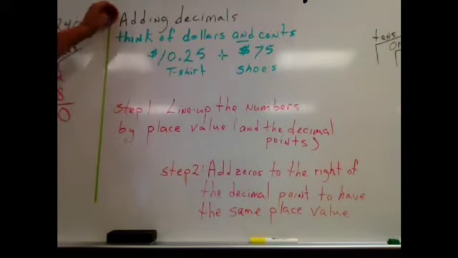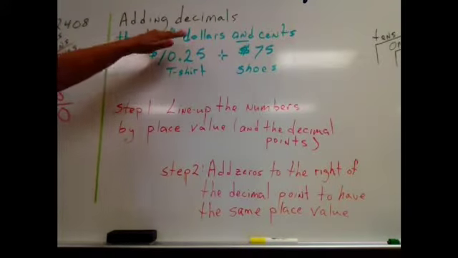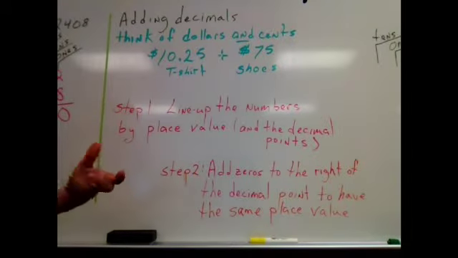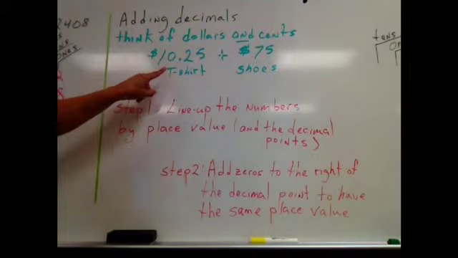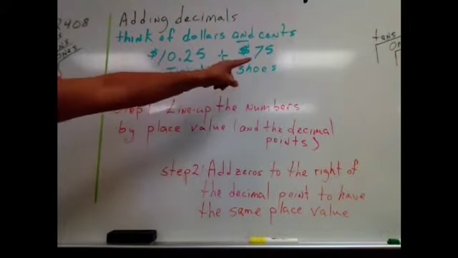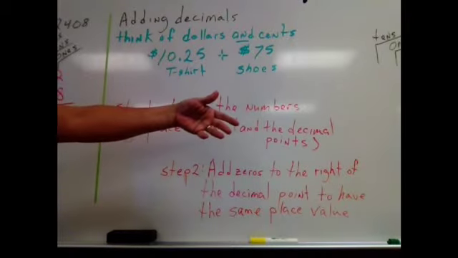I want you to write down adding decimals. When we add decimals, we're thinking of money. We really are thinking money now because now it's dollars and cents. The cents are usually our decimals, right? So if I was buying a t-shirt and it costs $10.25 and I want to add $75 for the shoes, I want to know how much I'm going to spend total.